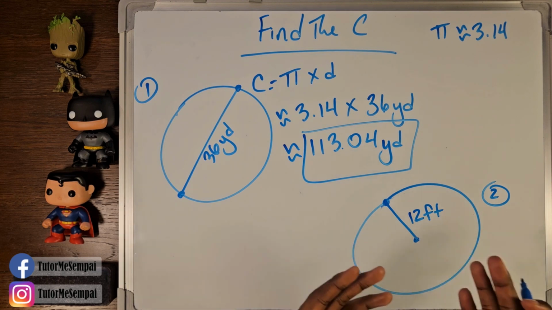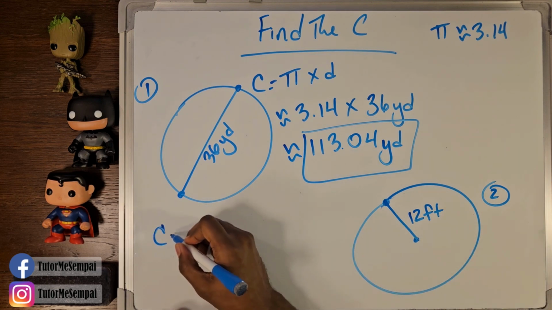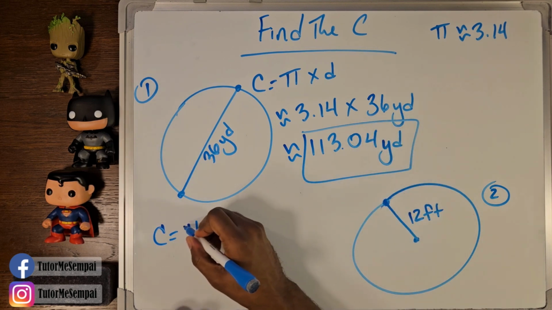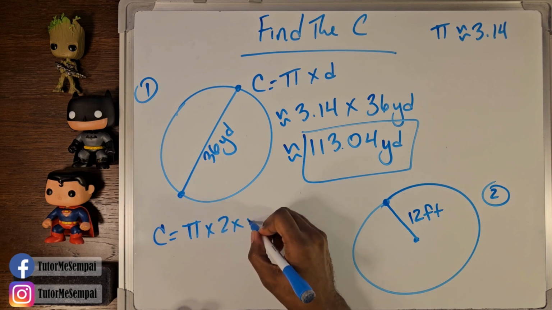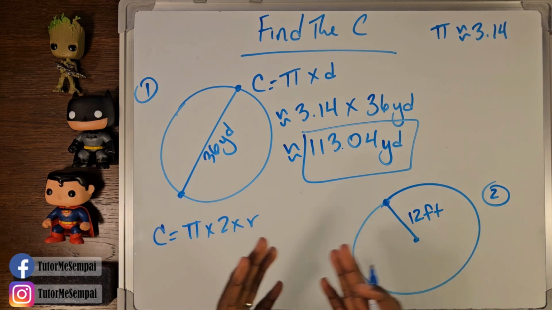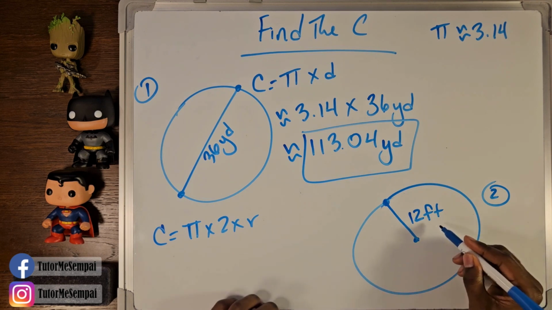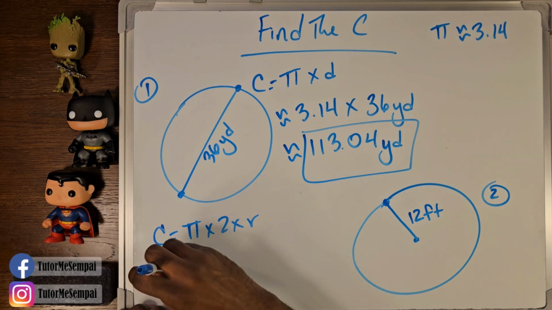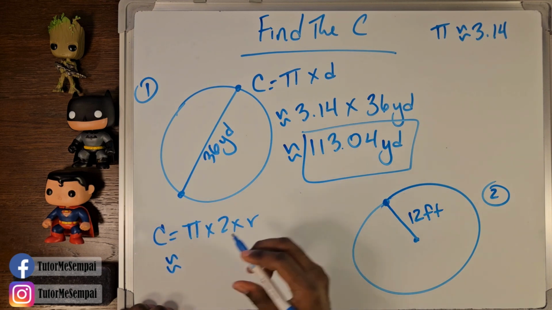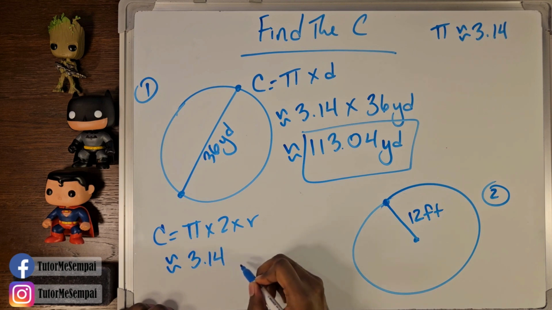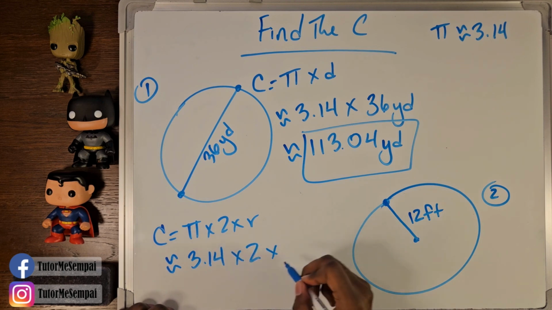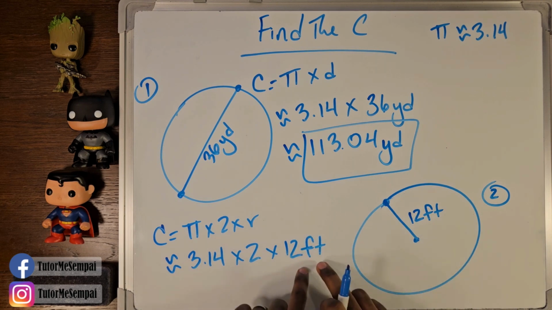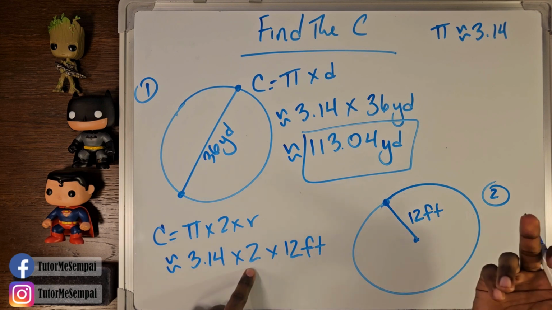What happens if we're given the radius? Well, we have a different formula we're going to be using. Slightly different. It's the same formula, but it looks a little different. Pi times 2 times r. So what's your r, your radius in this case? Your radius is going to be 12 feet. So let's rewrite this. This is going to be, once again, approximately, because we're rounding our pi, 3.14 times 2 times 12 feet. Don't forget your units.